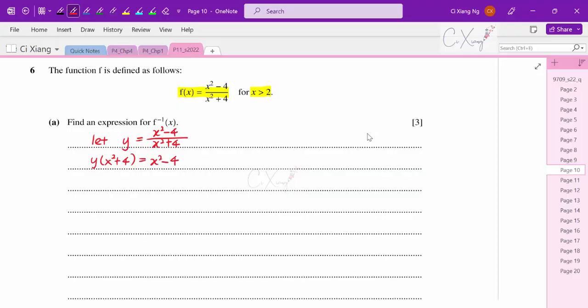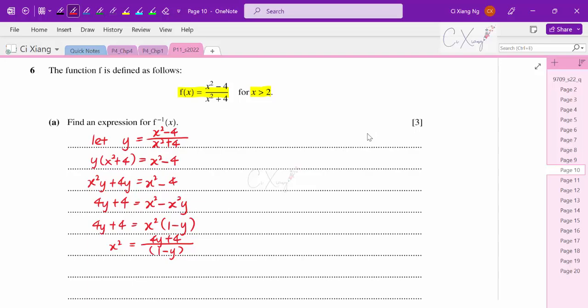So this is what I have for now. I bring the x squared plus 4 up, then I expand it, and always keep in mind that we want to group all the x at one side. To group all the x at one side, I have 4y plus 4 equals x squared minus x squared y. Then I can factorize out the x squared. I have 1 minus y, and move everything together to the right hand side or the left hand side. Just keep the x squared at one side.